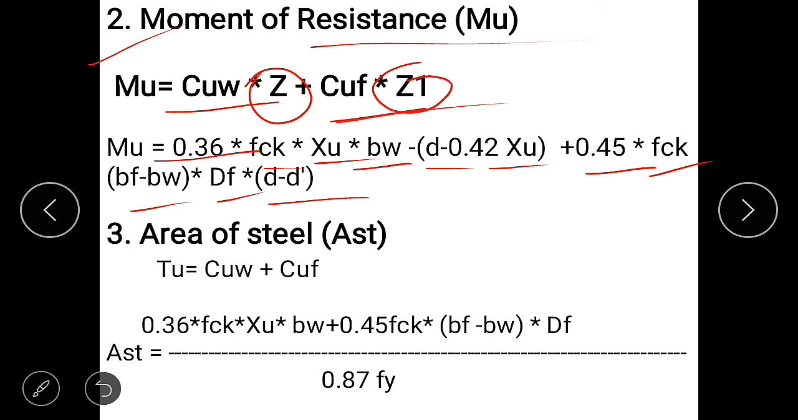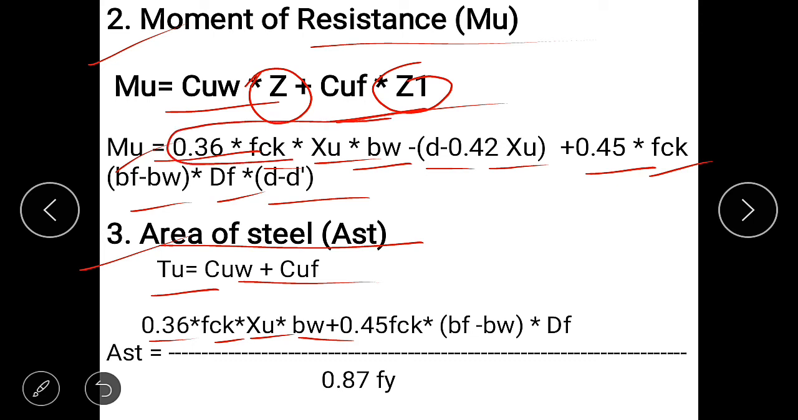So you can easily calculate Mu. Third, we have to find the area of steel, AST. How to calculate area of steel AST? The formula is Tu equals Cuw plus Cuf. You know the formula for Cuw and Cuf. The formula is 0.36 fck into Xu into bw.